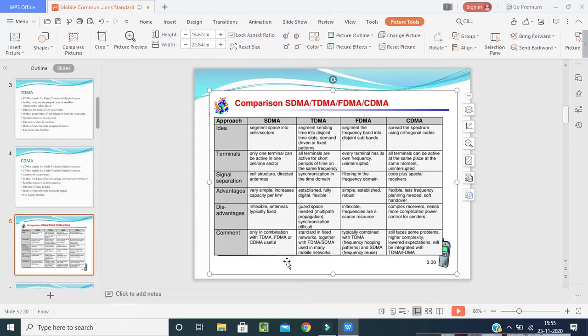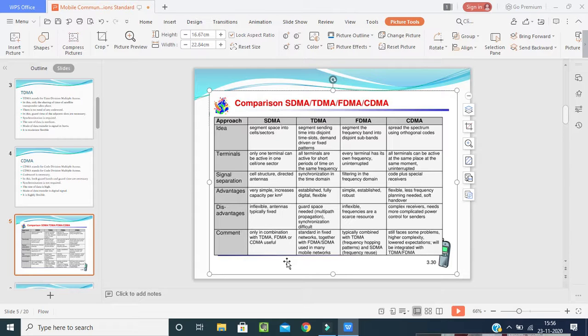And what are the main advantages of FDMA? It is simple, established, and robust. Coming to the disadvantages, what are the main disadvantages of FDMA? It is inflexible, and frequencies are a scarce resource. What are the comments for FDMA? Typically combined with TDMA, frequency hopping patterns in SDMA, assigning frequency to users.